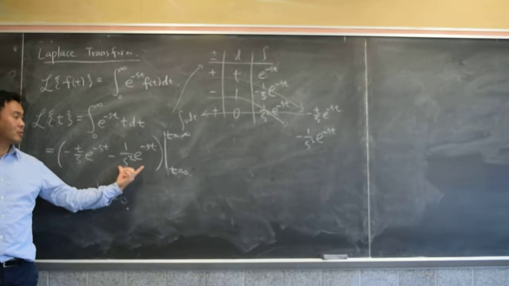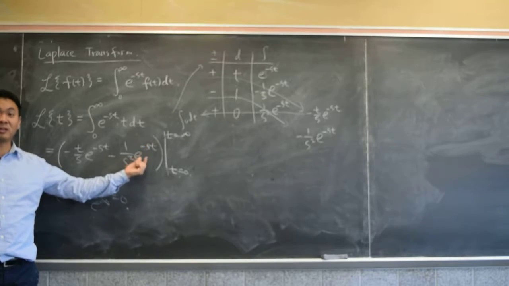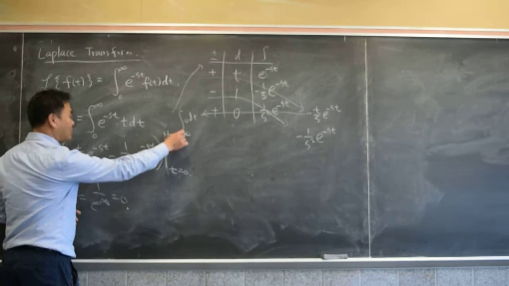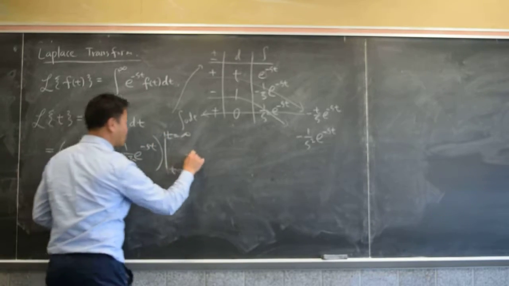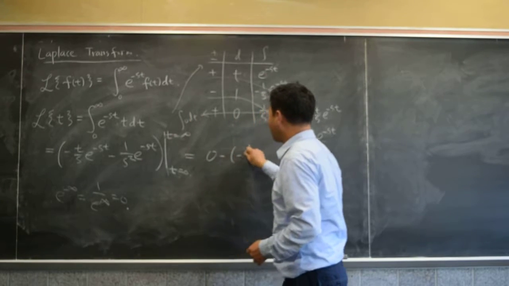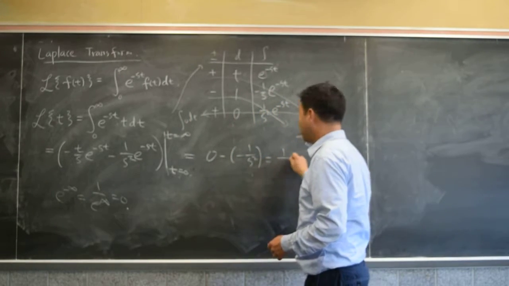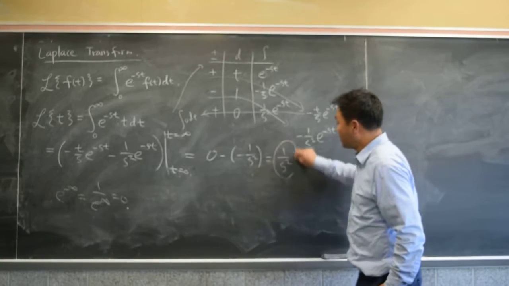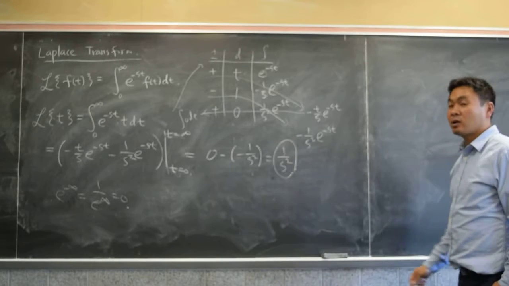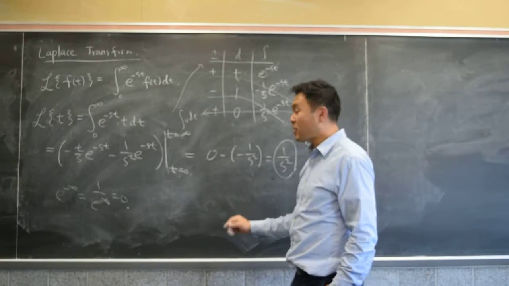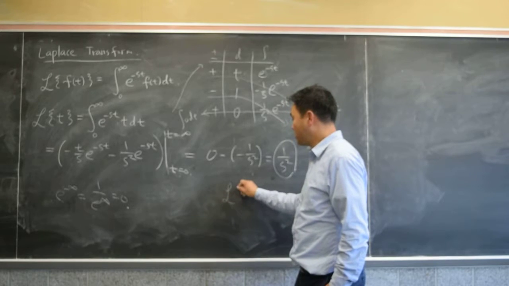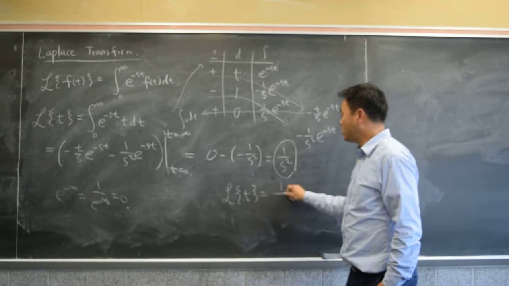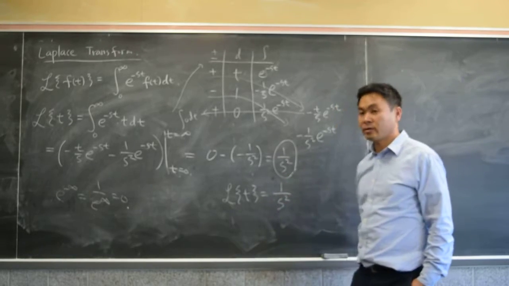Negative 1 over s squared. e to the 0th power is 1, so you just get this, right? But because you have to do this plugged in minus this plugged in, what you're getting is 0 minus negative 1 over s squared, which gives you 1 over s squared. Okay. So this is the Laplace transform of the function t. So the result that we just found out is that the Laplace transform of t is 1 over s squared.